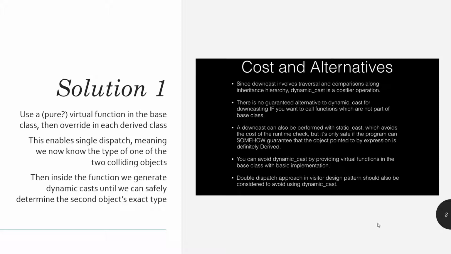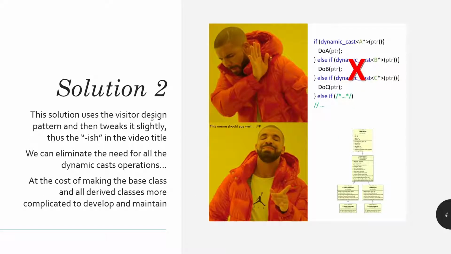And so it says here you can avoid this dynamic casting with solution 2, which we'll describe in a second, by providing virtual functions in the base class, and then this double dispatch approach in the visitor pattern. Again, visitor-ish is what we're going to do, because we're not doing the exact visitor pattern, because our problem is a little different than what the pure visitor pattern is designed for. So we can now solve using solution 2 in a way that does not use dynamic casting. In this case, the solution uses the visitor design pattern, tweaks it slightly. We'll show that in the example in the C++.